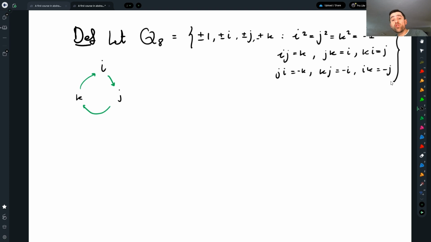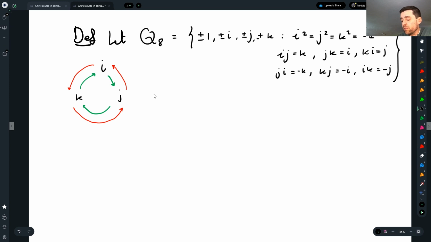That is too many relations. One can express this more briefly, but those are all the relations that one needs to know. So if I go in that direction, in the red direction, I get the next letter, but with a negative sign. Okay, so this is how the quaternions are defined.